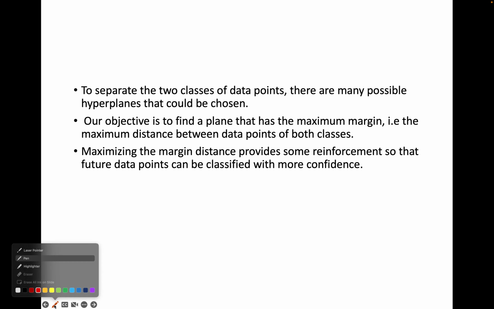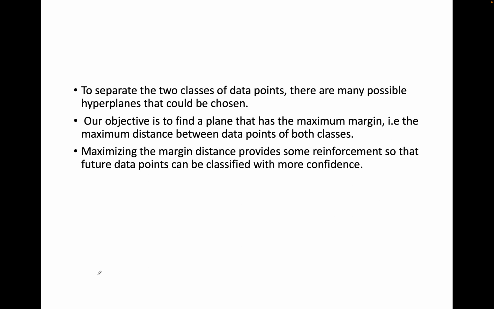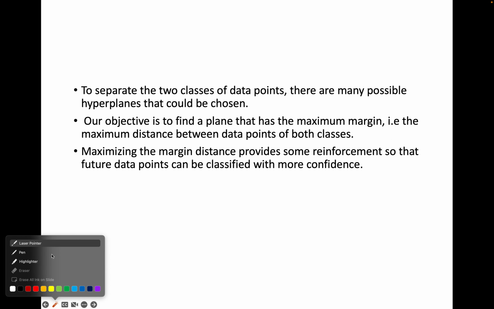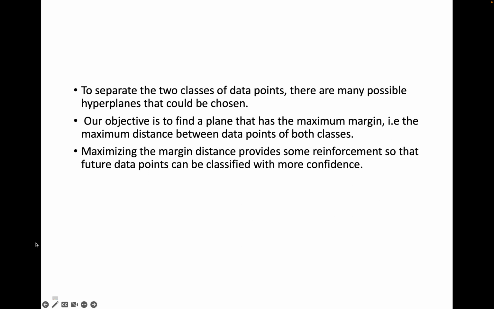Let's see आगे क्या है. Take a different color. To separate the 2 classes of data points, there are many possible hyperplanes that could be chosen. ठीक है, to separate there could be many possible hyperplanes that could be chosen. और जैसे we saw at the last example, multiple hyperplanes थे, but optimum तो एक ही था ना. Choose multiple कर सकते हो, but best वाला तो एक ही होगा, right? Our objective is to find a plane that has maximum margin.